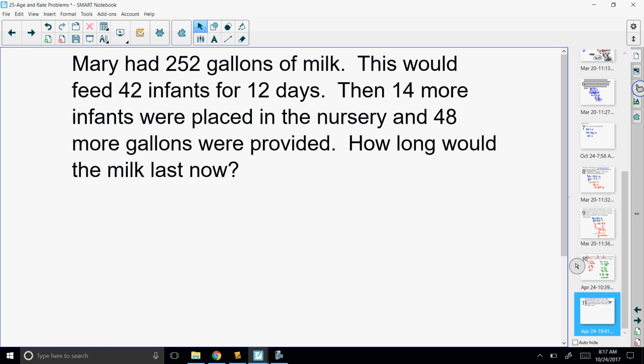So we have a number involved. We don't have a rate of just one infant, how fast they can drink the milk. So we want to look at the problem as work equals number times rate times time. So we have 252 gallons of milk. What piece of information do you think that is?